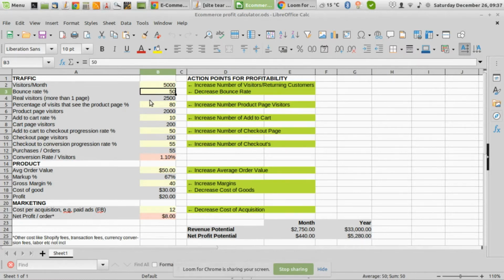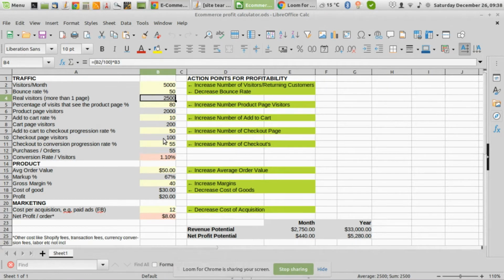And you have a bounce rate of 50%, which means that 50% of your visitors basically leave your site immediately from the page they first visited. That leaves you with 2,500 people that are visiting more than one page. Now, crucial here, more than one page means that they are potentially going from your product page to a checkout page or from a collection page to a product page or whatsoever. So there is some interaction going on.